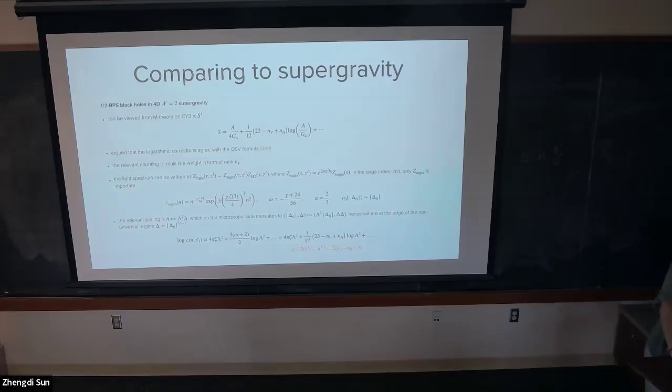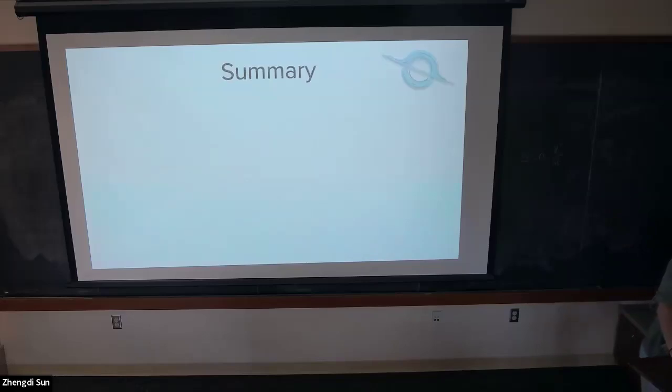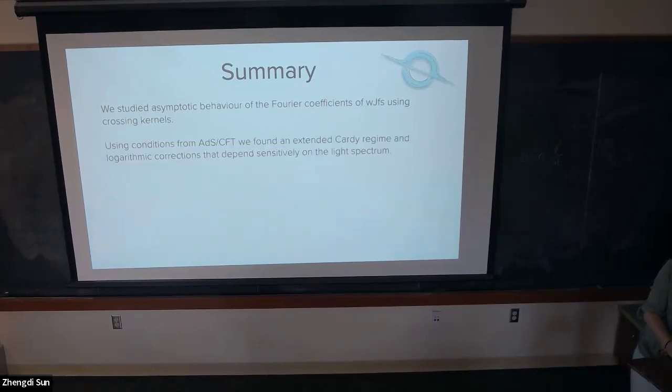All right, so that's basically all that I want to say. Let me summarize very quickly. We studied the asymptotic behavior of Fourier coefficients of weak Jacobi forms using this technique called crossing kernels. Combining that with conditions coming from AdS/CFT, we found an extended Cardy regime and logarithmic corrections that depend sensitively on the light spectrum of the theory.